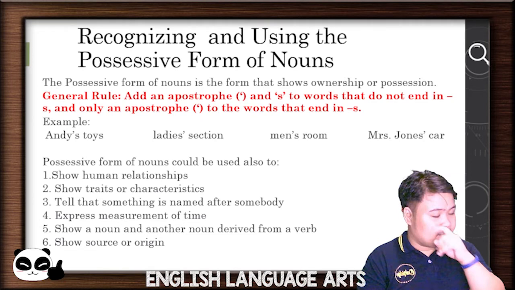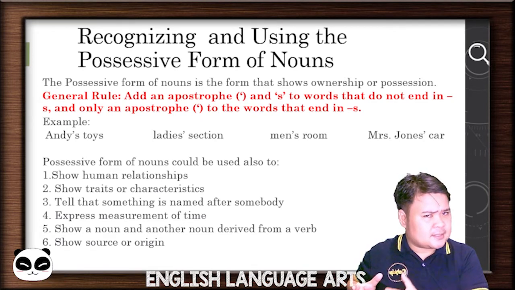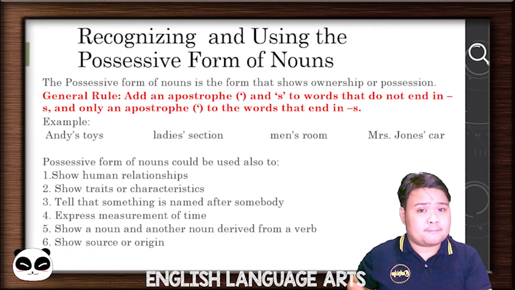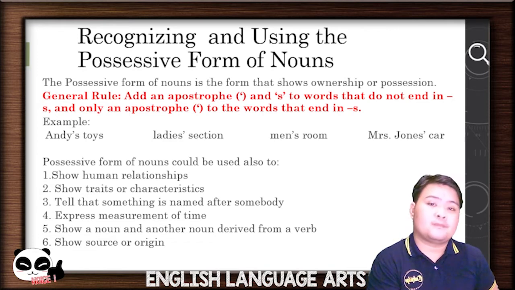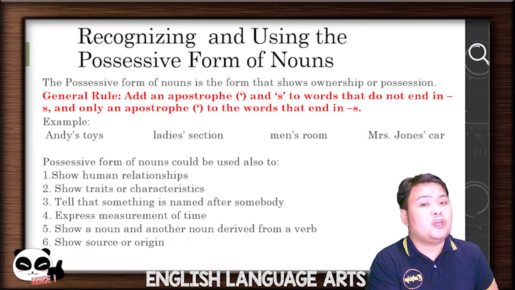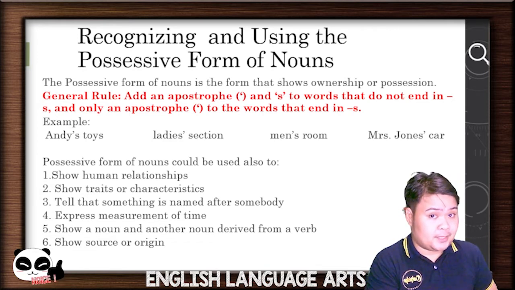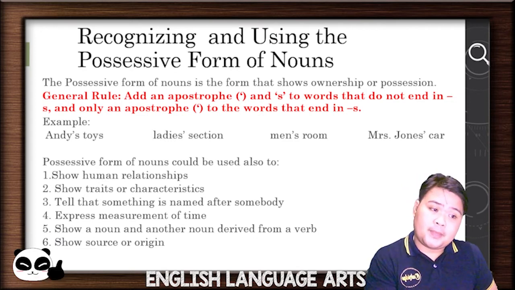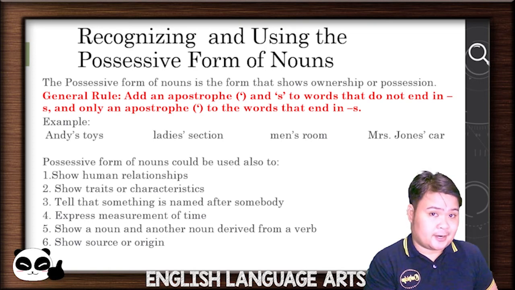Ladies' section. Now, you'd like to say that ladies, more than one lady, right, own a certain section. Therefore, you'd like to add an apostrophe only. It ends in S already. So just add an apostrophe. Yes, men's room, Mrs. Jones's car.